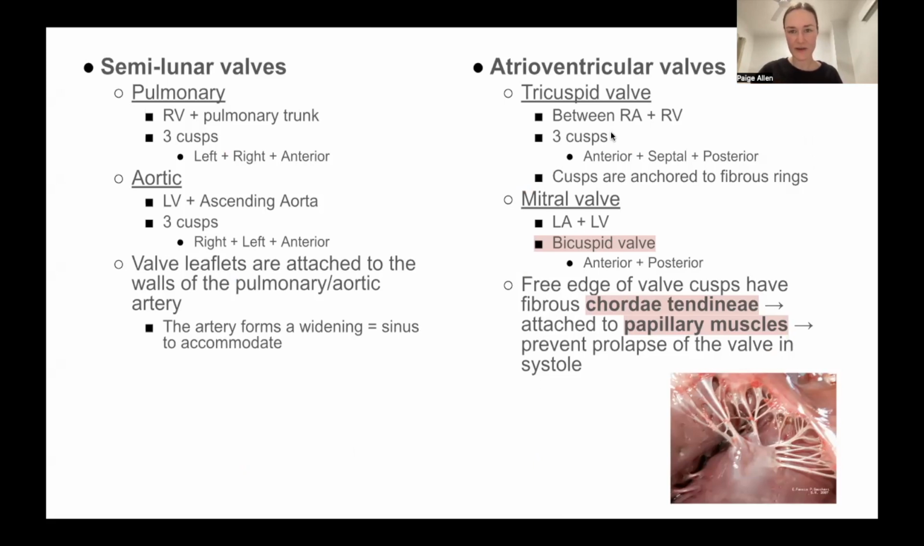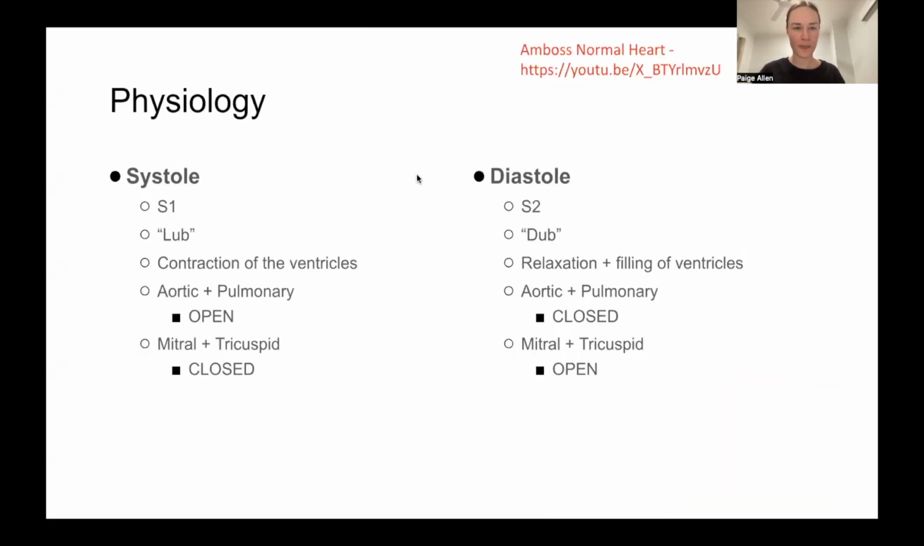I guess the other thing to keep a note of is that the bicuspid valves have anterior, septal and posterior leaflets, versus the other ones that have three cusps, which are left, right, and anterior. So the names are a little bit different, but I think that'd be a main MCQ.